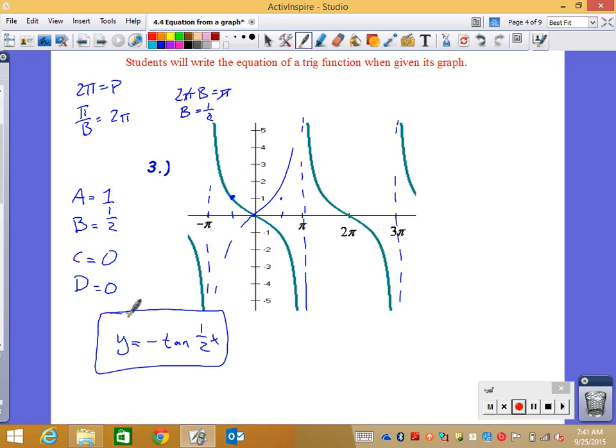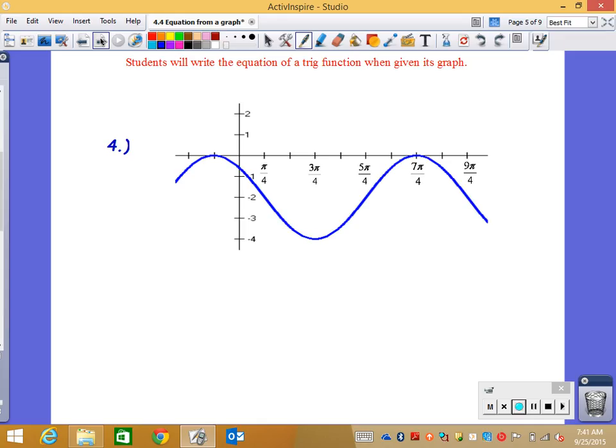Remember, you could have written this in terms of cotangent. In that case, it'd be y equals cotangent 1/2 x. That's also perfectly legitimate. All right, what about this curve? Remember, we always start by drawing my dashed line that cuts it in half.